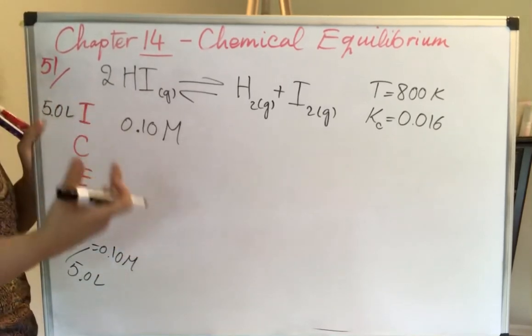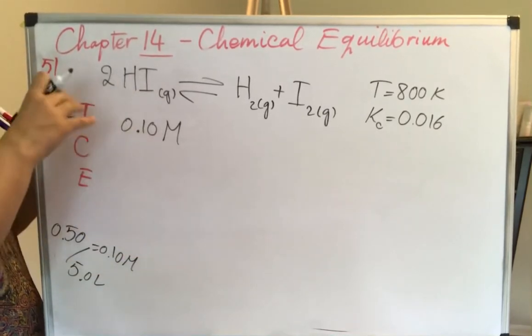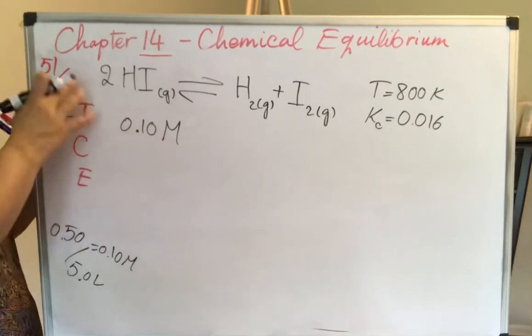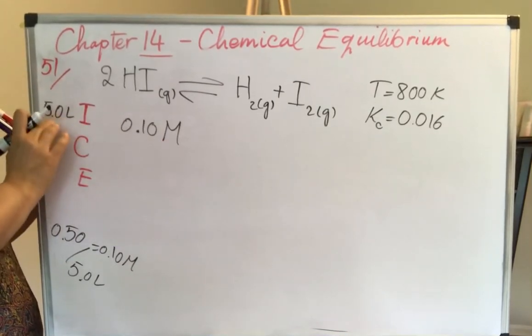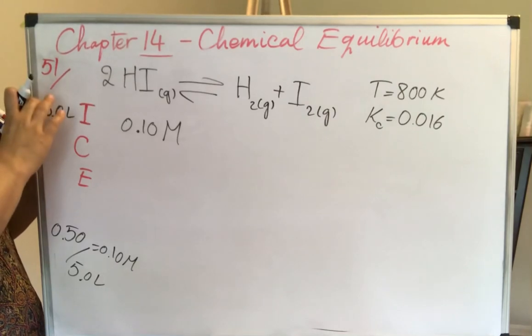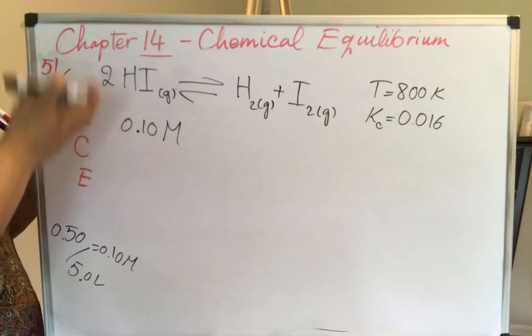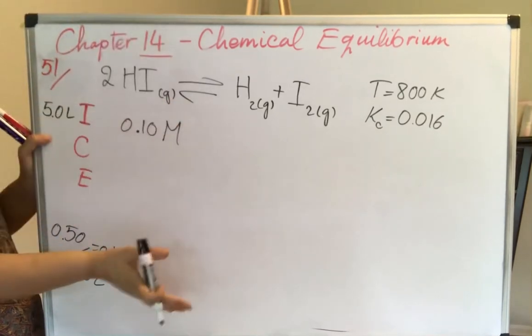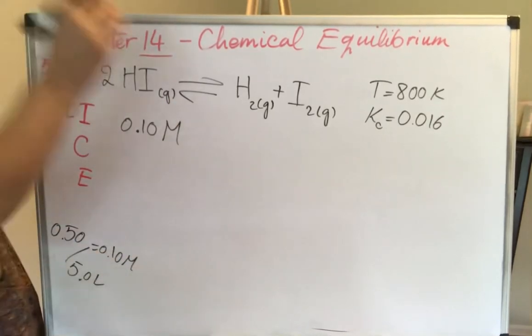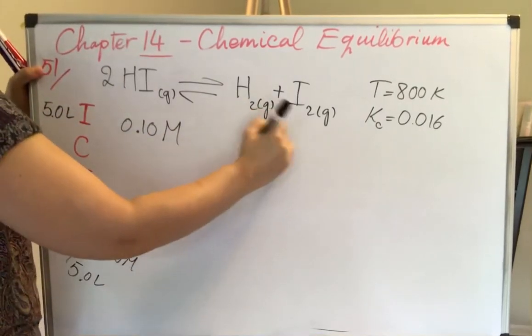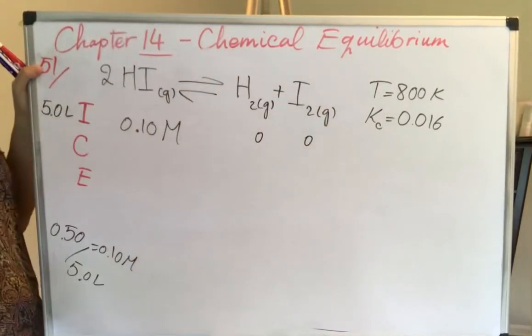So far all the volumes were 1 liter, so moles and molarity were the same because you were dividing by 1. But here, the volume is not 1, so molarity will be different. Now you change it to molarity, and everything else comes up as molarity. Let's build the ICE chart. At the beginning, everything will be 0 on the product side.